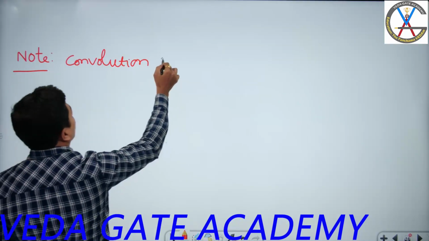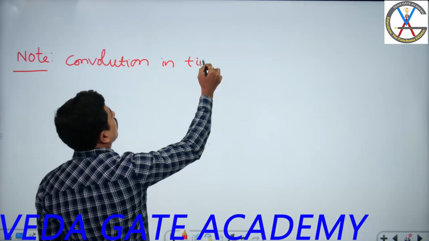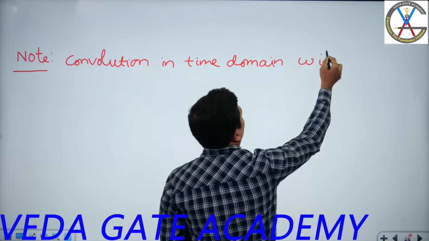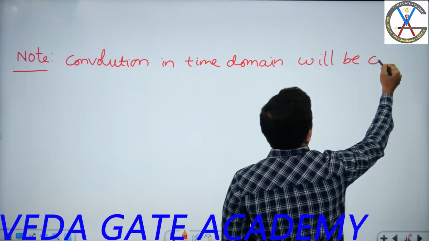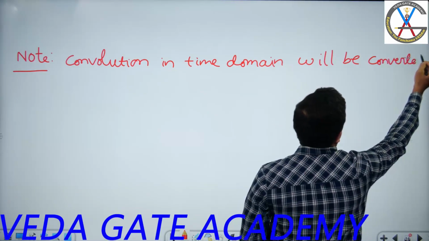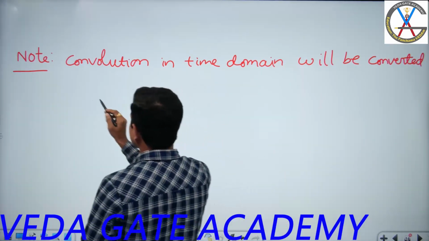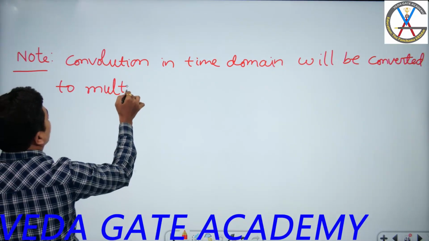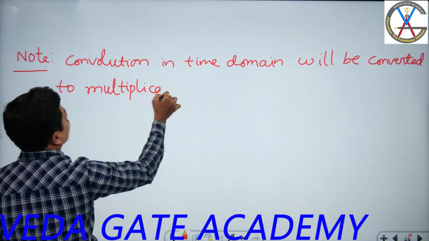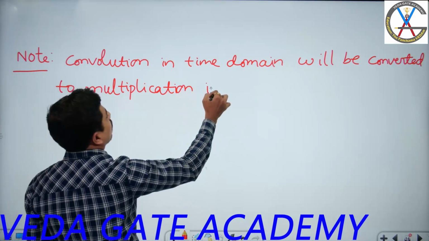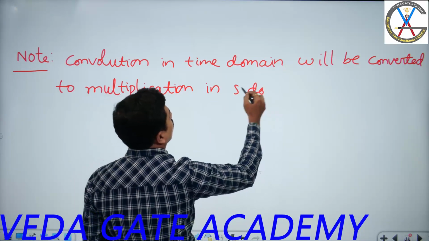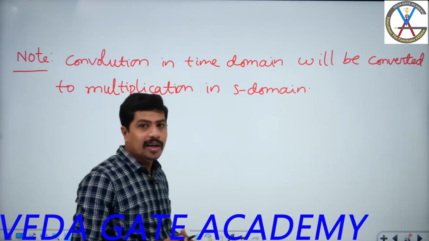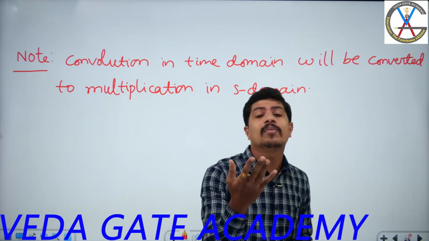Convolution in time domain will be converted to, yes, converted to what? Multiplication. What, ma? In S domain. Now you tell me which is easy, convolution or multiplication.